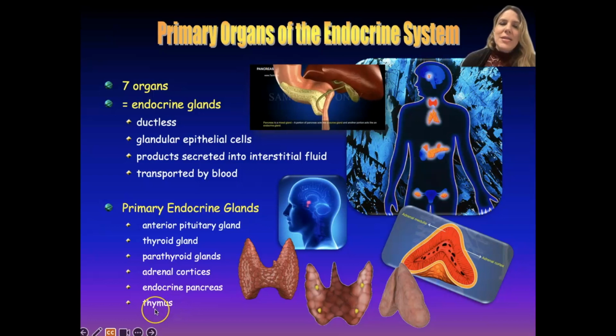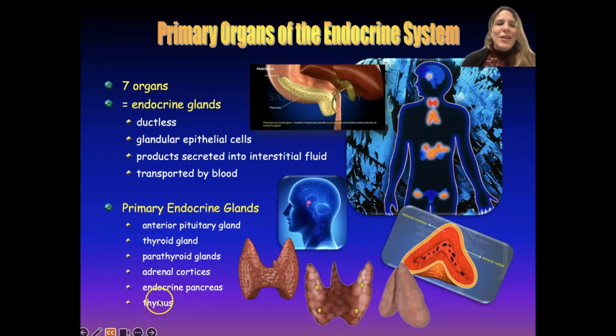And finally, the seventh primary organ of the endocrine system is the thymus gland. And you see this, and it sits in the mediastinum, kind of right on top of the heart. And it's very large in infants and children, and in we adults, it's going to shrink way down. So we'll talk about that in a little bit.